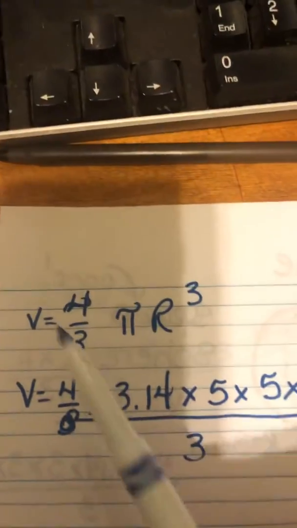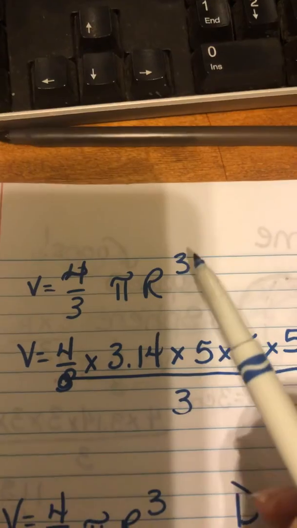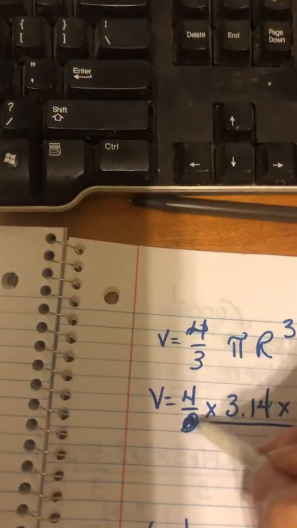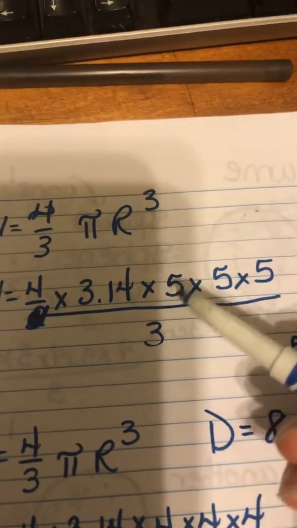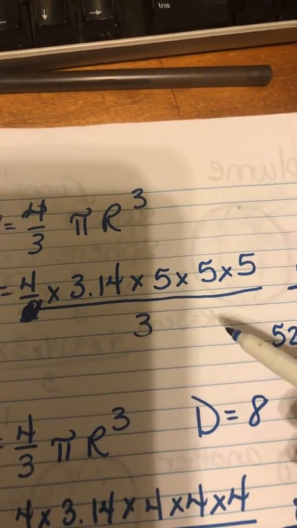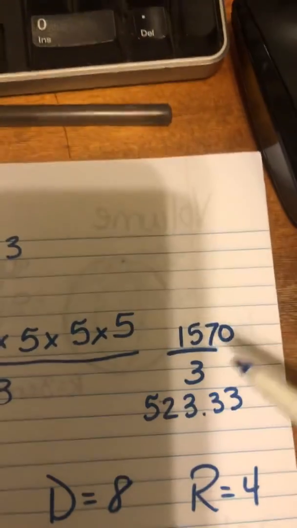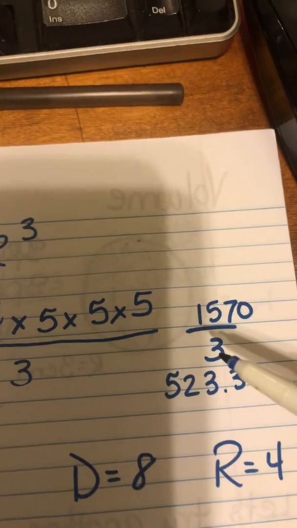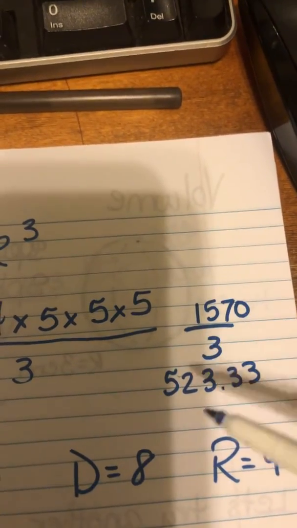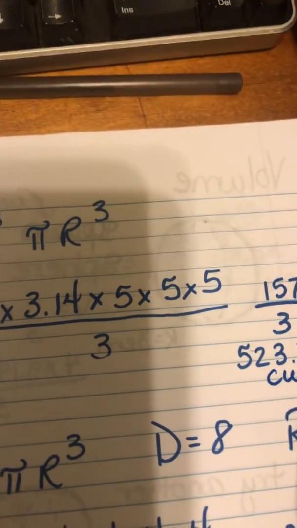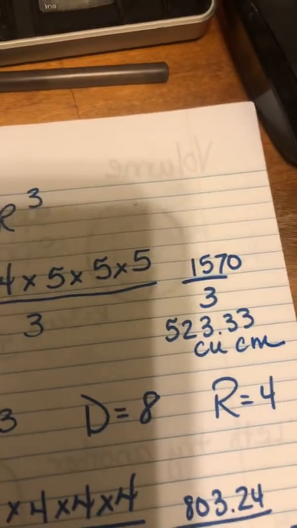This first one, 4/3 pi r cubed, so I would have said 4 times 3.14 times 5 times 5 times 5, and I would have divided by 3, which would have given me 1,570 on top, 3 on the bottom. When I divide 3 into that, I get 523.33. And since this is volume, we're going to put cubic centimeters.